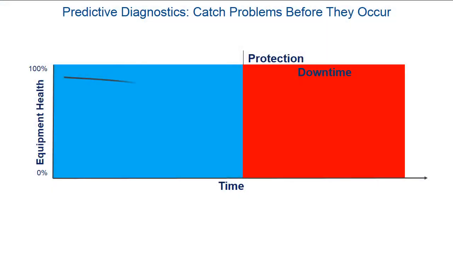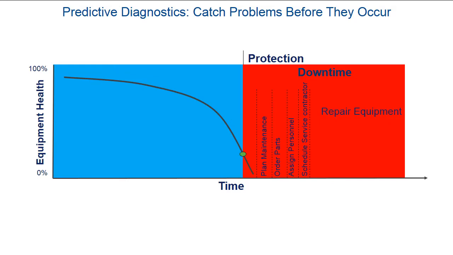This is a typical failure curve for a piece of rotating equipment. The health of the equipment tends to degrade relatively slowly over time. The problem with most protection systems is that they shut down the equipment at the last minute when the damage is actually already done, and that is when you have to start the maintenance process. So now the equipment is down, and you have to plan the maintenance, order any parts you need, assign personnel or schedule contractors, and complete the repair of the equipment as quickly as possible.